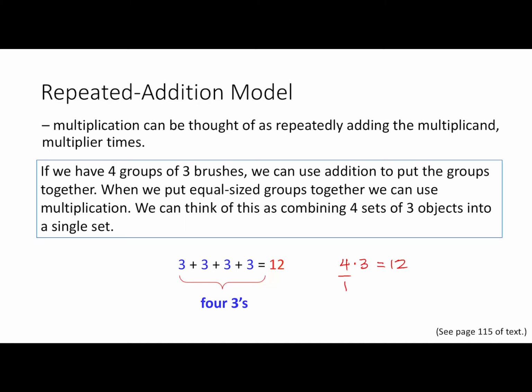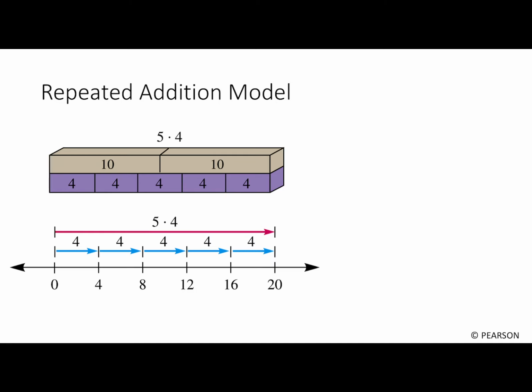Okay, so we're going to interpret this as: the first number is going to tell you how many times we want to repeatedly add the second number. Here are some more illustrations of the repeated addition model. We saw these blocks when we did addition, right? So if I wanted to do 5 times 4, I'm going to add 4 5 times. So here I've laid out the size 4 blocks 5 times, and you can match those with 2 10 blocks. So that must mean that 5 times 4 is 20.